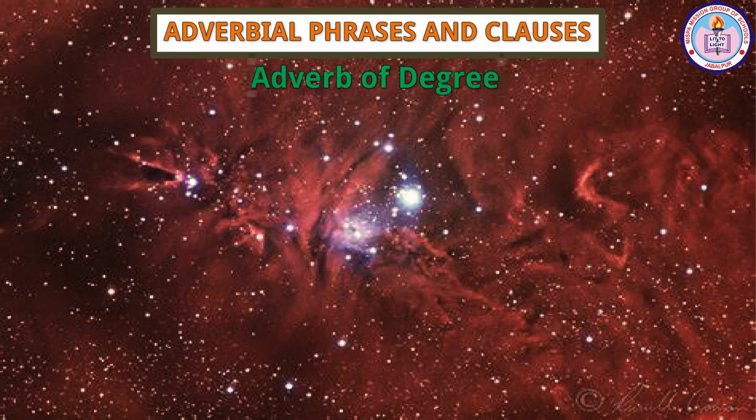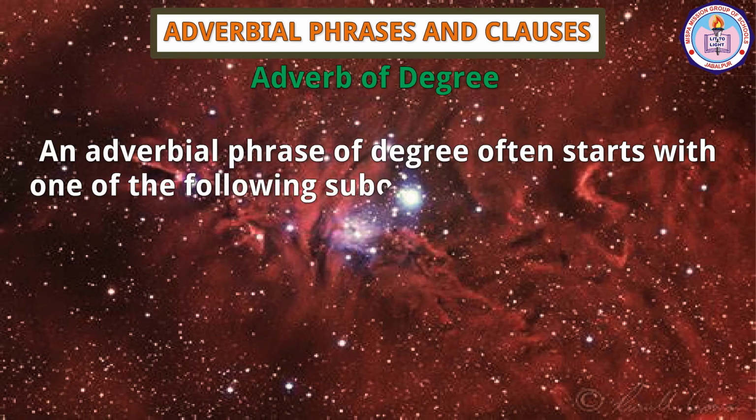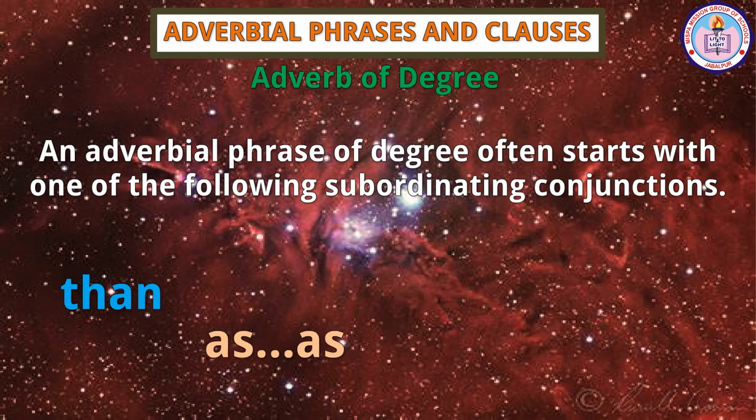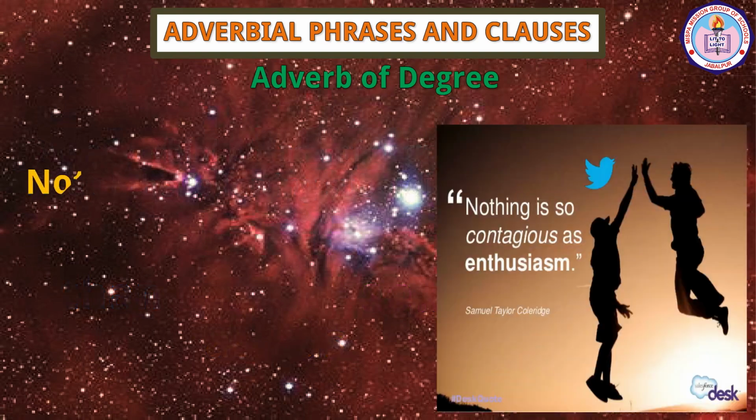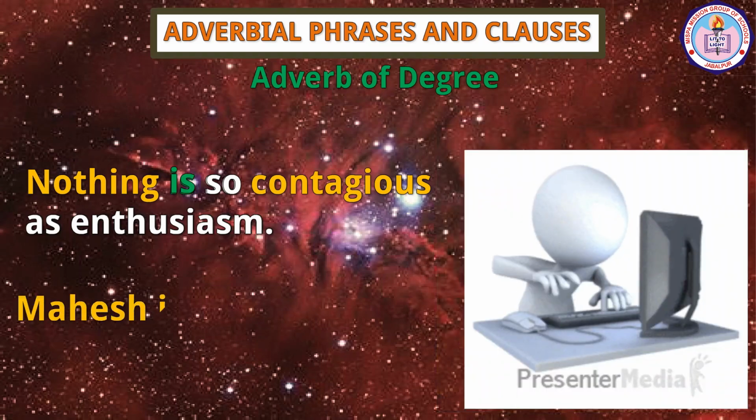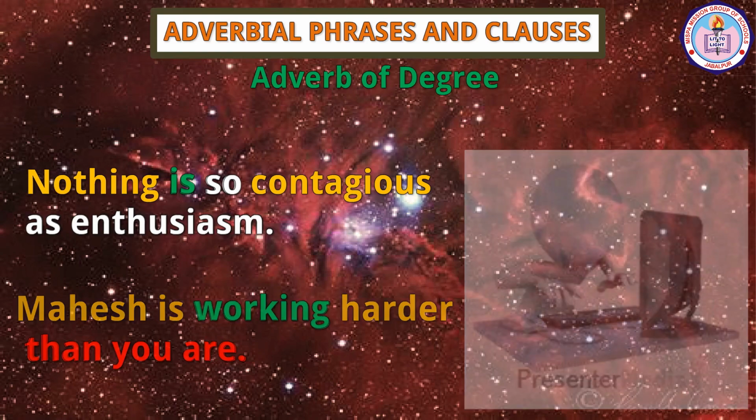Adverb of degree. An adverbial phrase of degree often starts with one of the following subordinating conjunctions: than, as, so as, or the. Nothing is so contagious as enthusiasm. Here, so contagious as enthusiasm is an adverbial phrase for the verb is. Mahesh is working harder than you are. Here, than you are is the adverbial phrase of degree for the verb working.